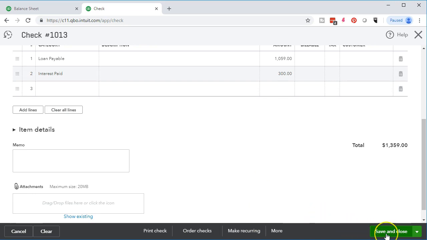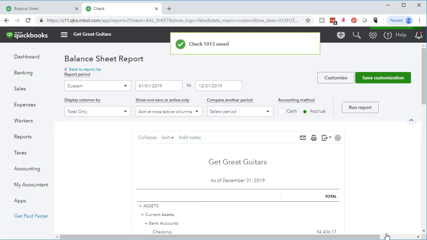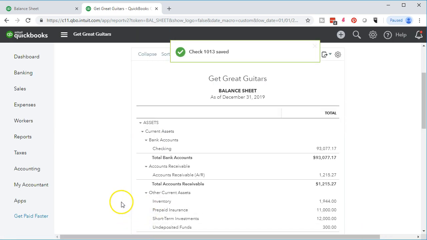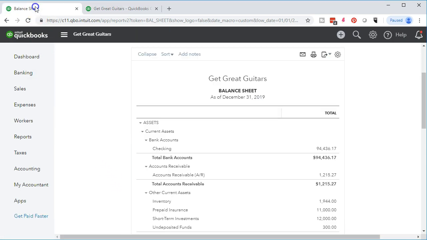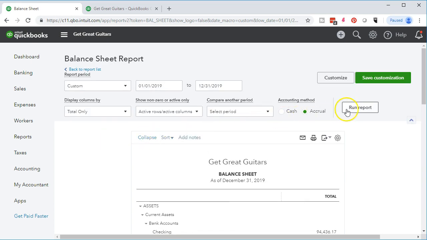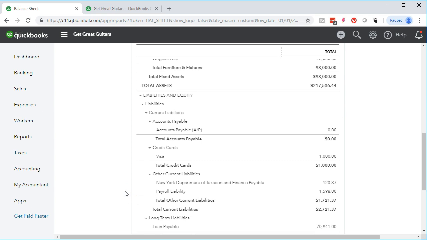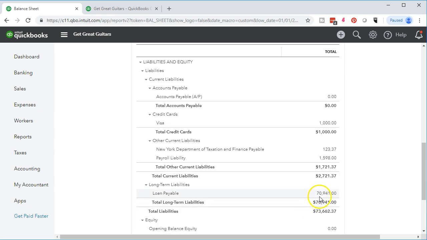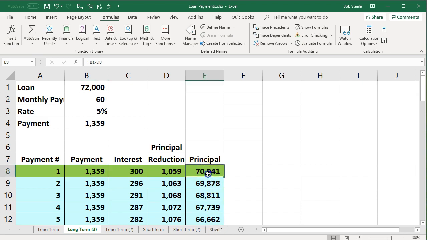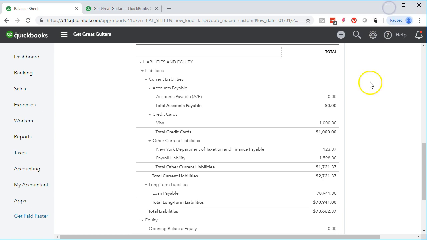And so let's save and close and check out the reports. We're going to go save and close. If we go then back to the balance sheet, I'm going to go to the balance sheet on this side, run that report again, and we scroll down to the liability, we'll see that 72 is now at 70,941. 70,941 matches our amortization table. So that's looking good. It looks like it should.